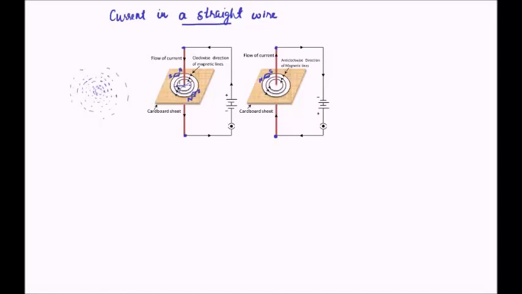Increasing the magnitude of current will not change the direction of the magnetic field. The direction of the magnetic field will depend only on which direction the current is flowing. Okay, so this gives you an idea about what influence the increase in current intensity will have.